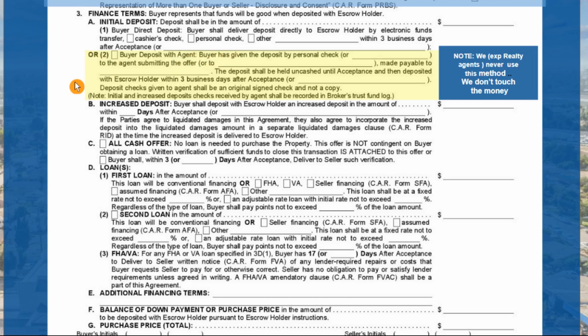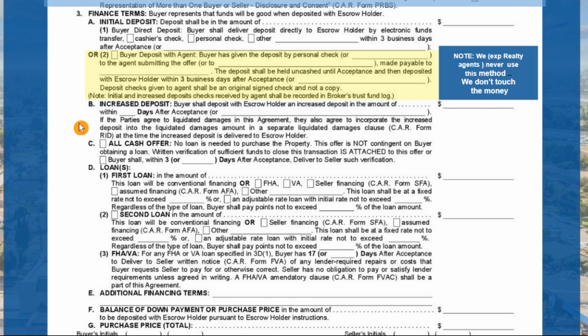I highlighted Section 2 because sometimes a buyer will want to give an agent the check to take to escrow, and some companies may do that, but eXp Realty does not. We never touch the money because we don't have a trust fund log. Our offices are virtual, so we don't have a physical place to hold a check in the trust fund.